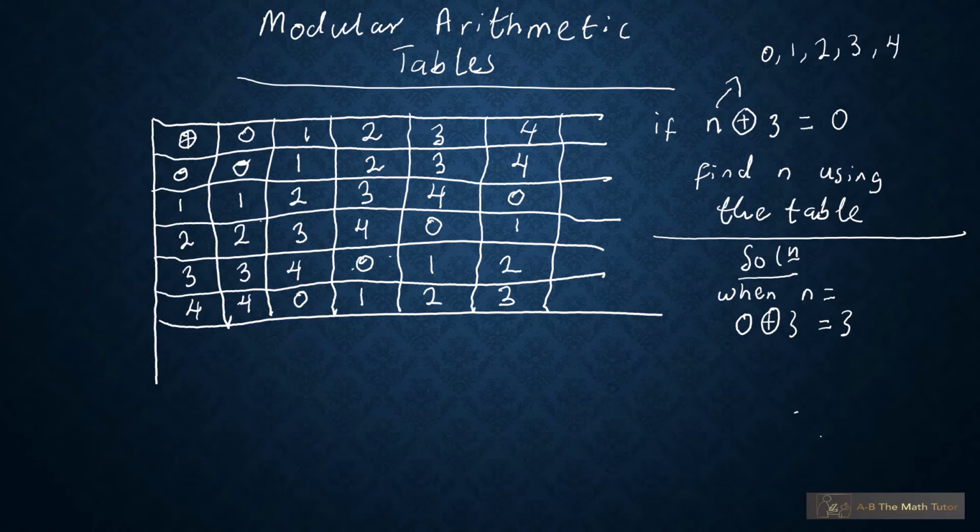Let's find out what will happen if n is 1. When n is 1, then we will have 1 plus 3, and from the table 1 plus 3 is 4. So again, n cannot be 1, because when we replaced n with 1, our final answer was 4, but our final answer must be 0.